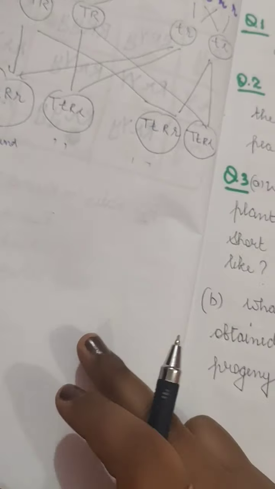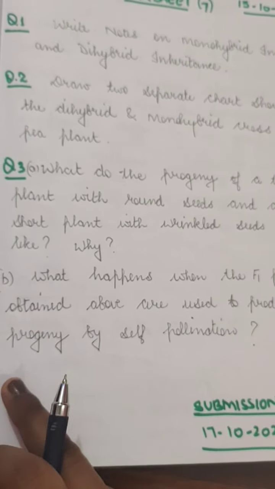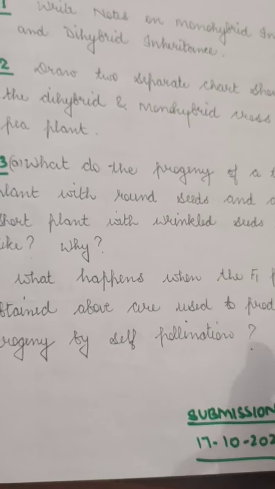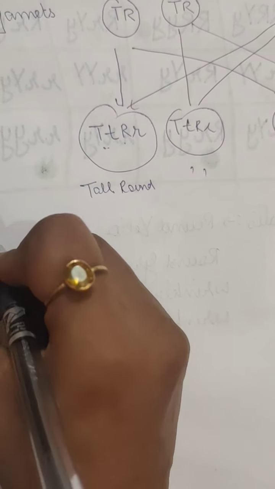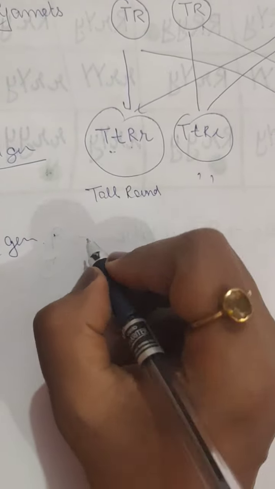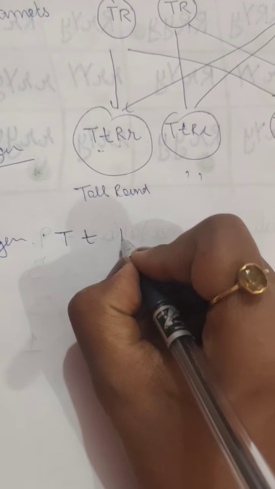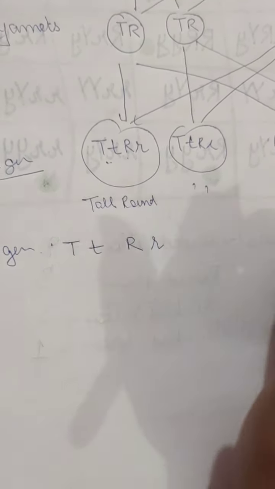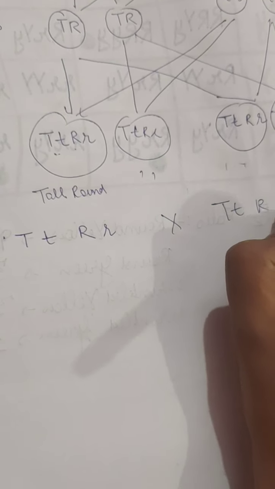Now the next question comes: what happens when the F1 generation progeny obtained above are used to produce progeny by self-pollination? Now when they crossbreed again, what will happen? This is for the F2 generation, and this was the F1 generation. For the F2 generation, it is T and T, R and R; we will take any two pair, and then next is T and small t, R and R.